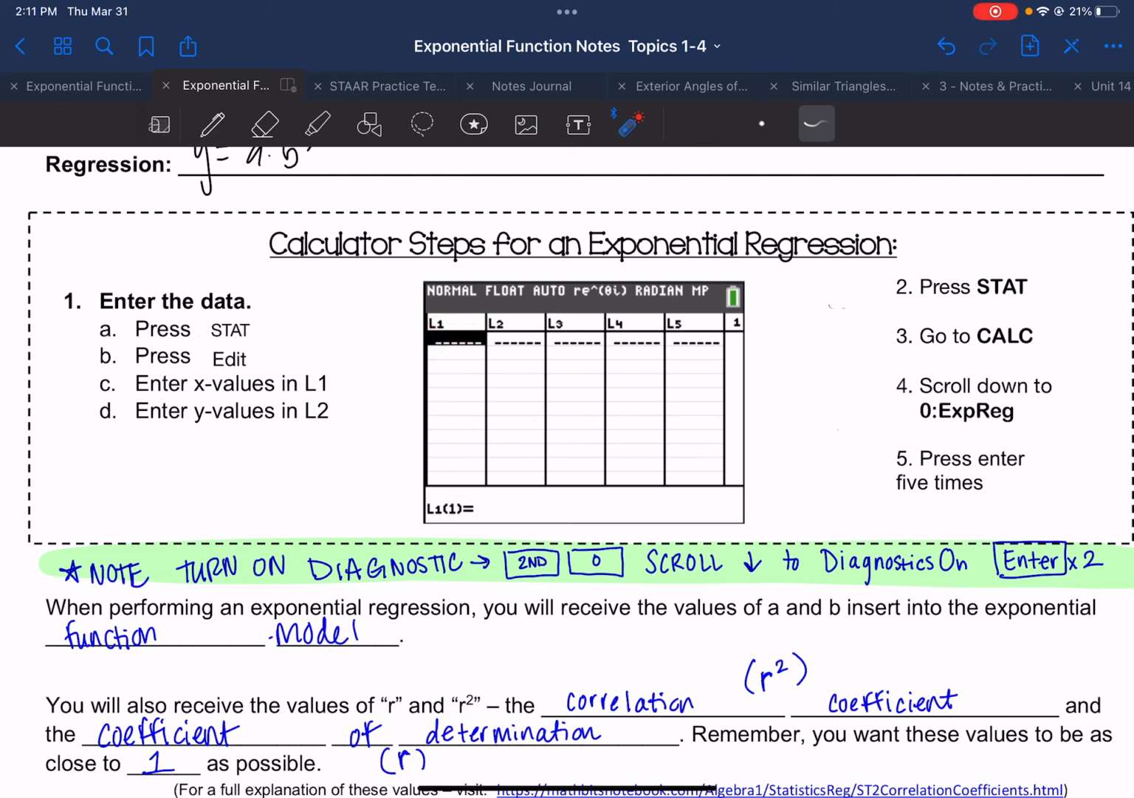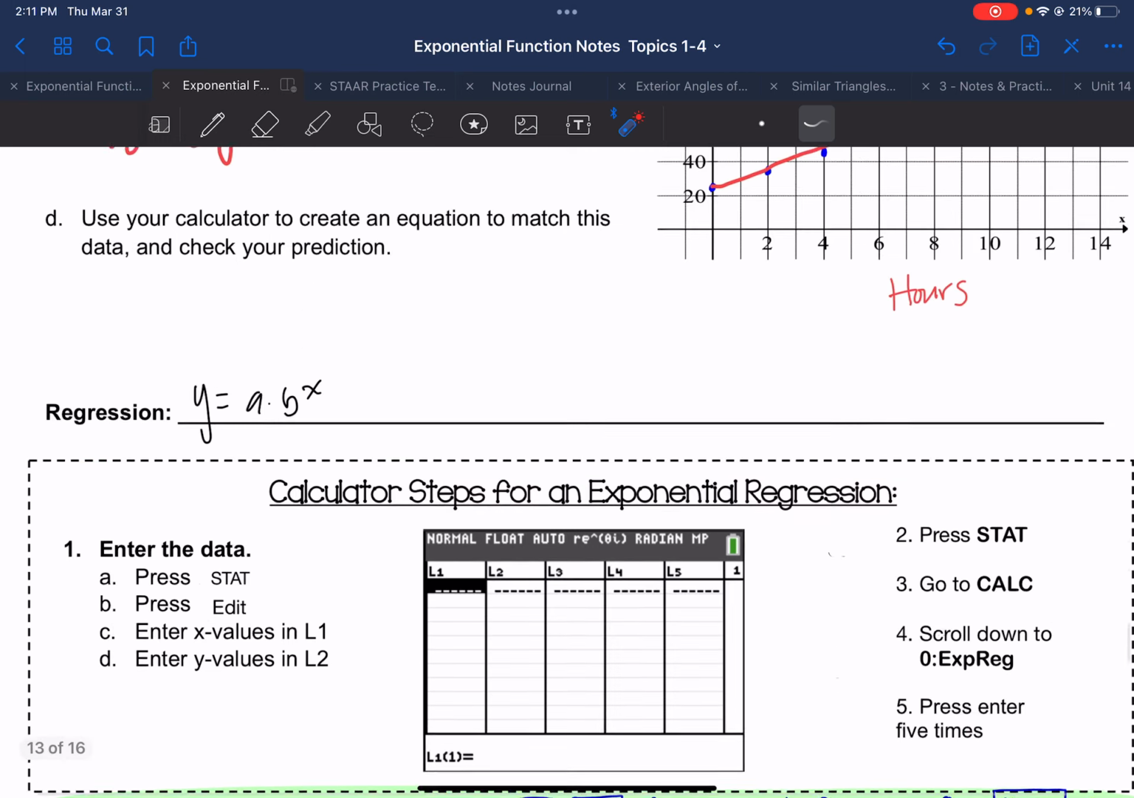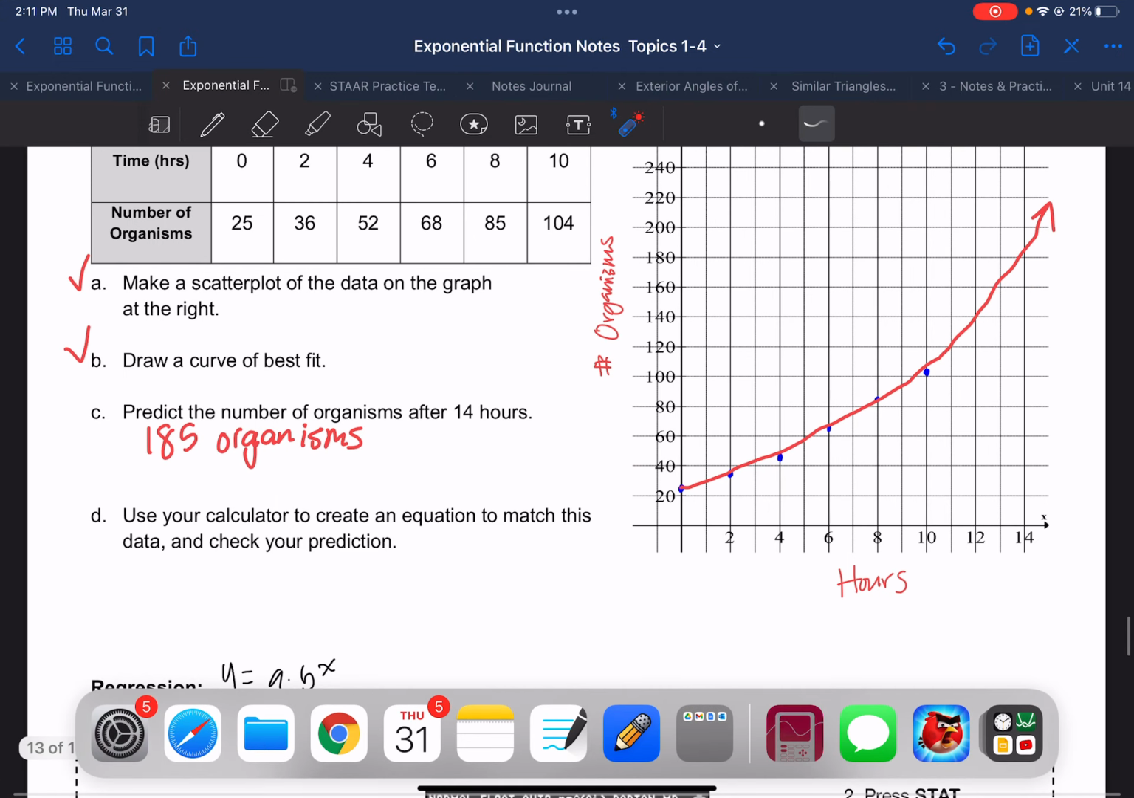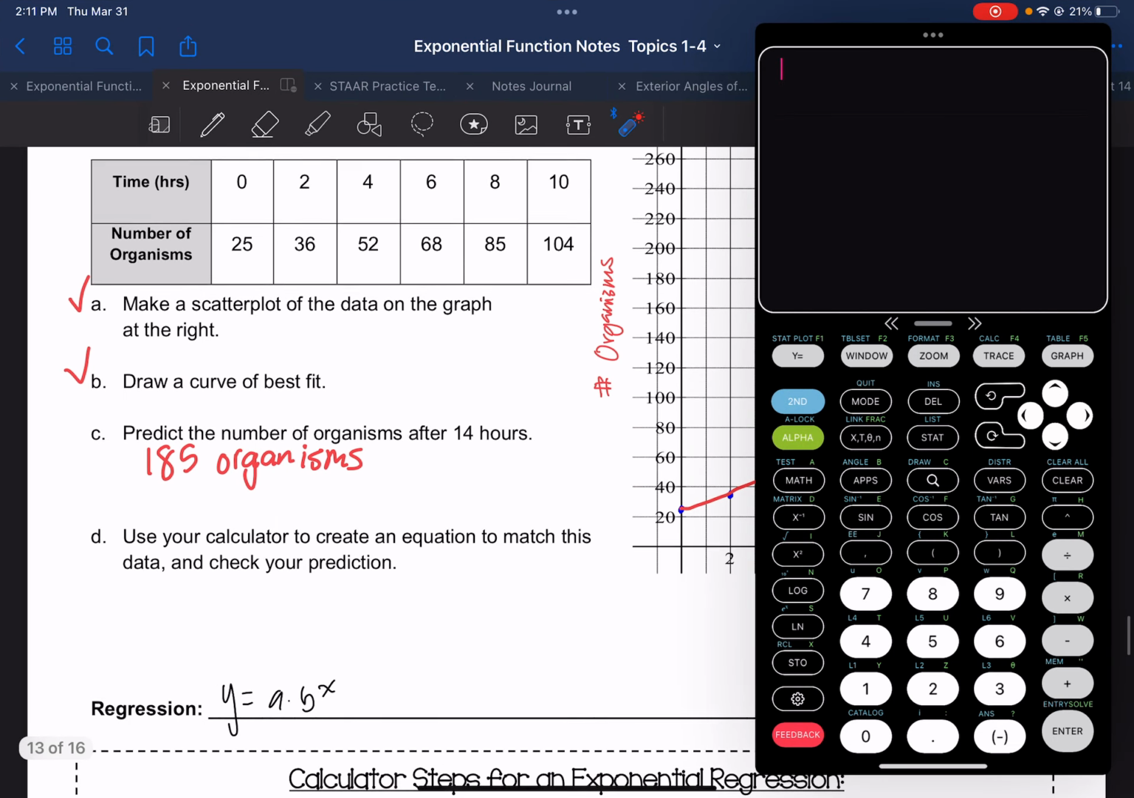Once you have those values put in there, you're going to go to Stat. You're going to scroll over to Calculate, and scroll down to where it says Exponential Regression, or ExpReg. Then you hit Enter 5 times, and bam, you have your equation. I'm going to do it with you so you'll see what we're doing. So let's get started. Here we go.